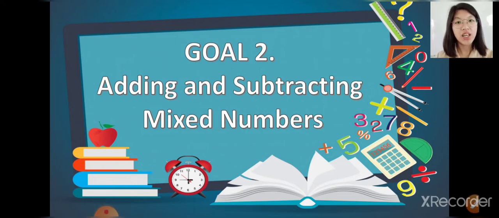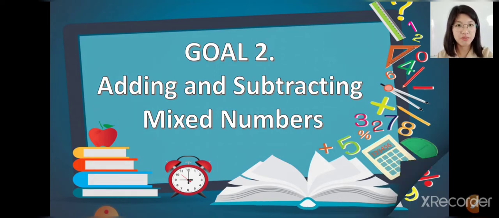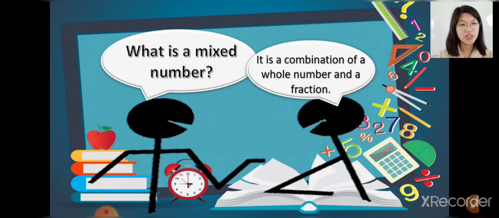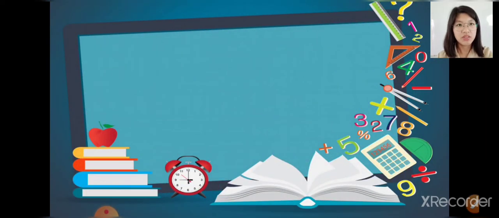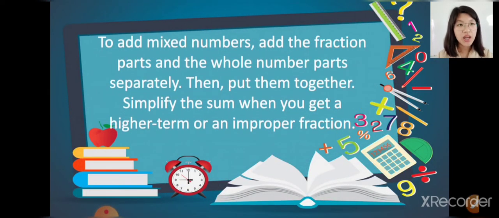So we are done with the lesson on adding and subtracting fractions. Ngayon ay mixed numbers. So, what is a mixed number? A mixed number, yun yung combination of whole number and a fraction. So, to add mixed numbers, add the fraction parts and the whole number parts separately. Then, put them together. Simplify the sum when you get a higher term or an improper fraction. Kagaya ng pinag-aaralan natin sa pag-add ng fraction. So, kailangan kapag improper fraction siya or mas mataas yung numerator kaysa sa denominator, isimplify natin sila.